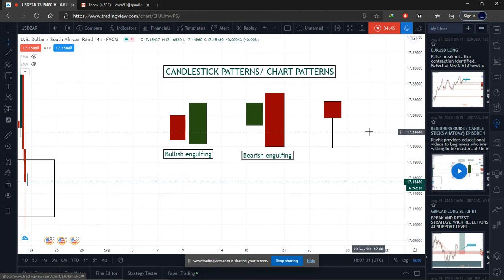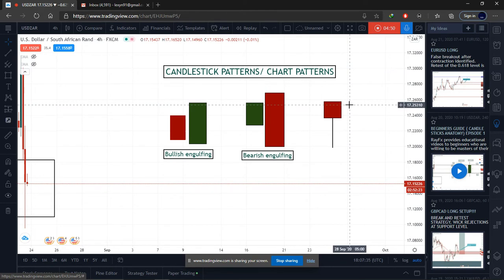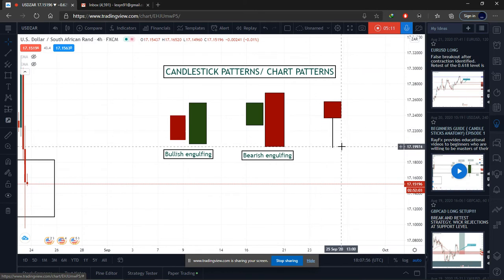So for the pin bar, when you have a pin bar like this, this is what we call a pin bar. Some people also call it the hammer candlestick. The pin bar is only significant at support levels as well. Now the psychology behind this pin bar is that you see this long wick over here.